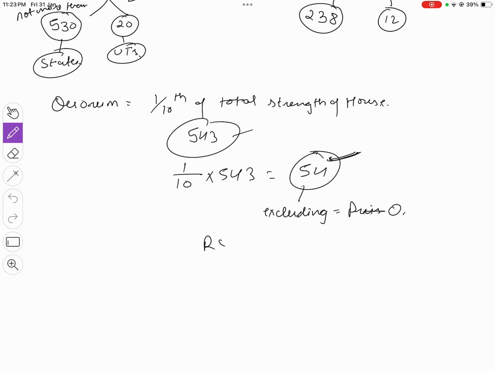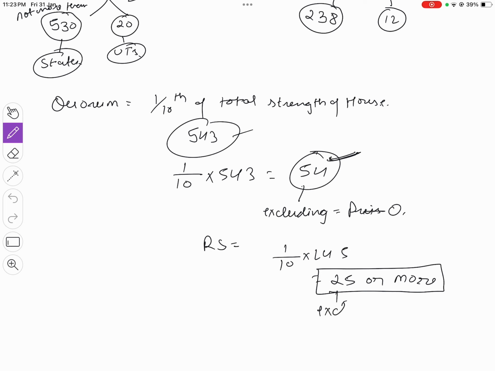And for Rajya Sabha, this is 1/10 of 245. That number will come to 25 or more. It means you need a minimum of 25 members to transact the business of the house. This is also excluding the presiding officer. The presiding officer here is your Vice President, and in Lok Sabha it is the Speaker, though it can be the Deputy Speaker, but we say the Speaker.